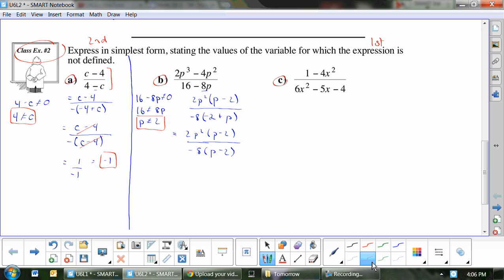From there, these cancel out, and that leaves us with 2p squared over negative 8. Then we can also divide both of these by 2, and so for our final answer, we get p squared over negative 4.